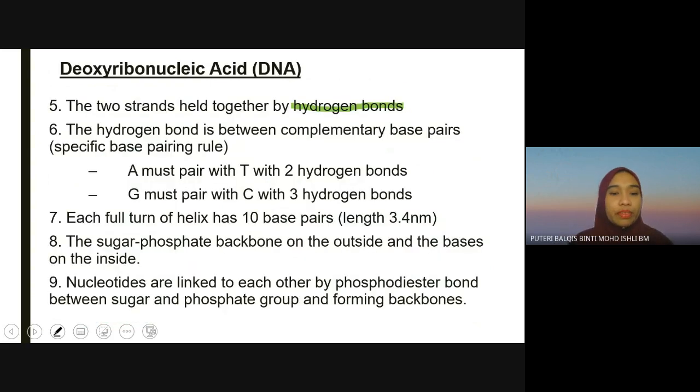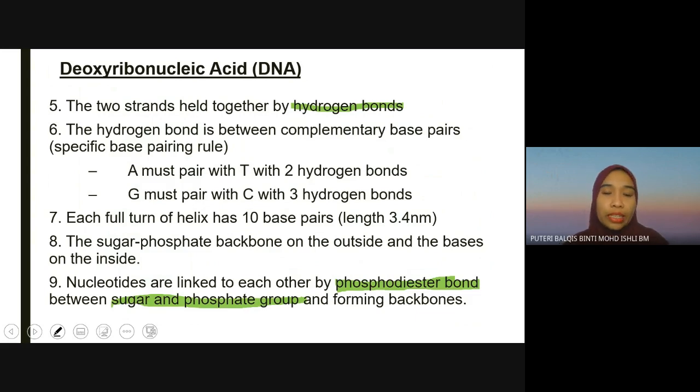Okay, so each turn of helix has 10 base pair, the sugar phosphate backbone on the outside and the bases on the inside. Nucleotides are linked to each other by phosphodiester bond. We have another type of bond here. This type of bond is called phosphodiester bond. The phosphodiester bond is the bond between sugar and phosphate group.